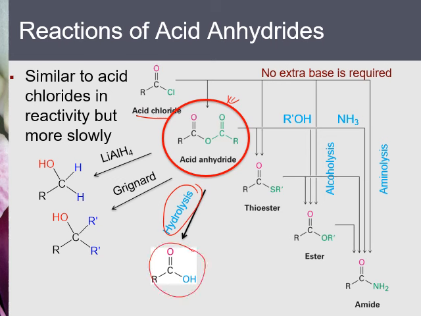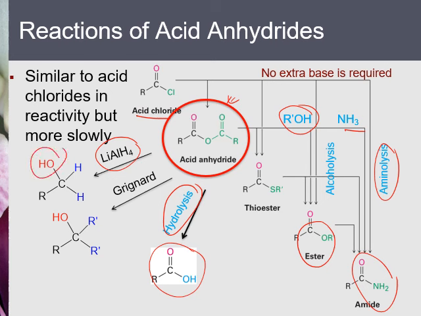By alcoholysis, it can react with alcohol, and it goes to ester. Aminolysis, it can react with amines, and it gives you amide. By reduction with lithium aluminum hydride, it gives you alcohol. By reacting with Grignard reagent, it also gives you an alcohol, but with two alkyl groups.